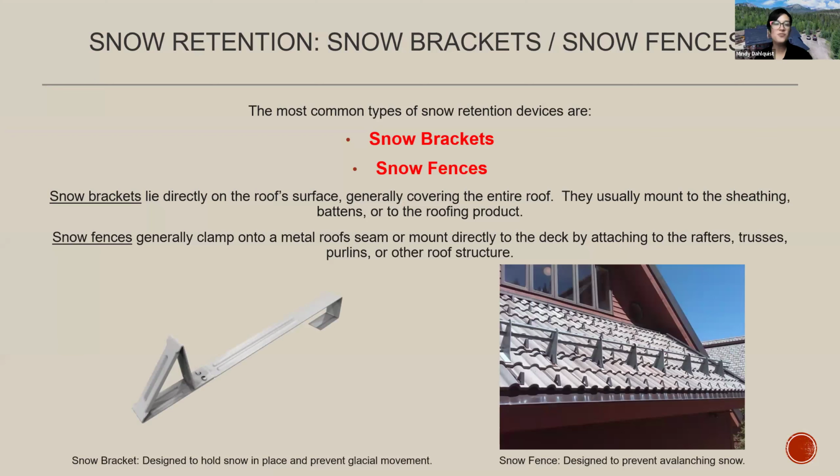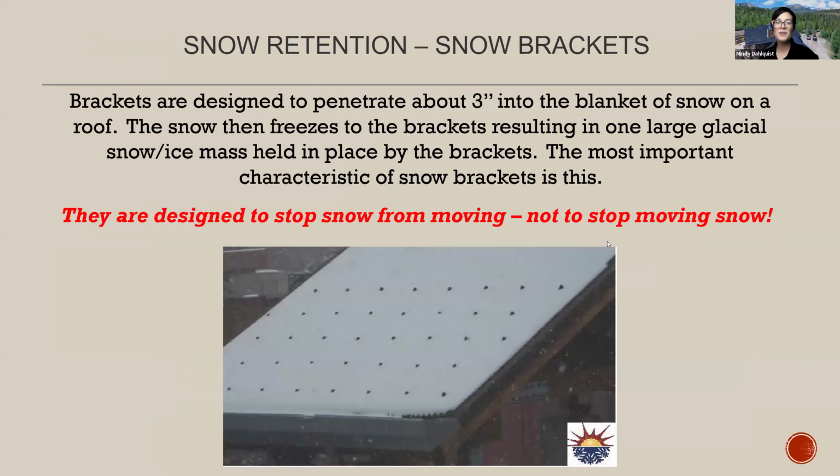Snow fences will act a little bit differently. Snow fences will clamp onto the roof's standing seam for a standing seam panel, or they will have a deck mount or rafter mount style where they attach directly to the deck, attaching to the rafters, trusses, purlins, or other types of roof structure. Jumping into those snow brackets specifically, they are designed to penetrate about 3 inches into that blanket of snow on the roof and freeze in place. So that snow freezes to those brackets and it holds it in one large glacial mass.